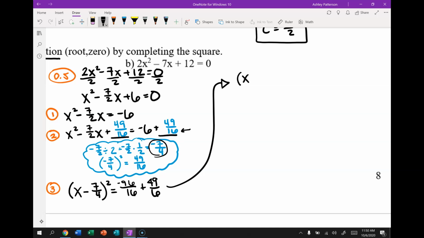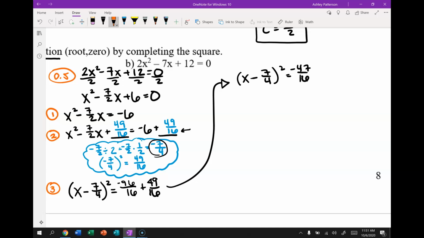So we get the quantity of x minus 7/4 quantity squared is equal to negative 96 plus 49. Oh, and I forgot the 16. Sorry, guys. That gives us a negative 47 over 16.